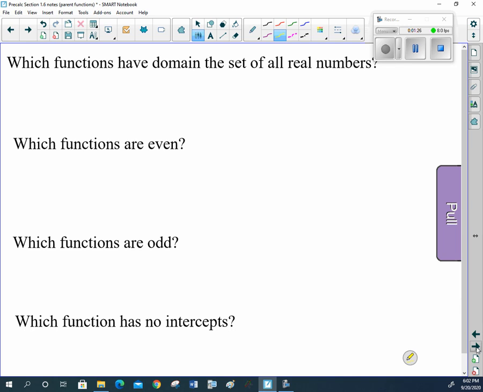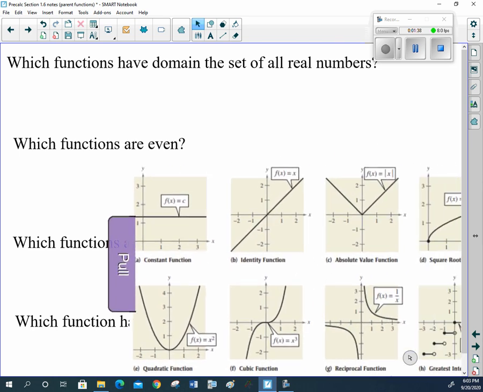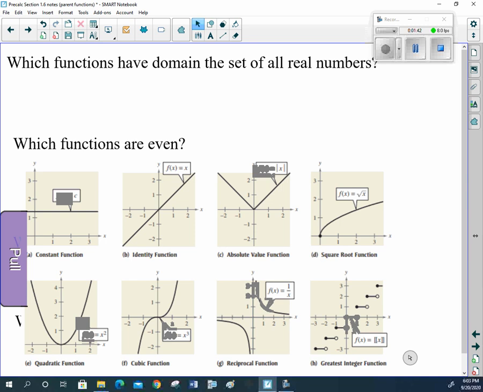Okay, so out of the functions that we had there on the front, let's go ahead and answer these questions and decide which ones go where. Okay, I'm going to pull those out so we can just see them one more time. I'll kind of move them in and out as we answer the questions. So the first question says, which functions have a domain, the set of all real numbers? So that would be the constant function.